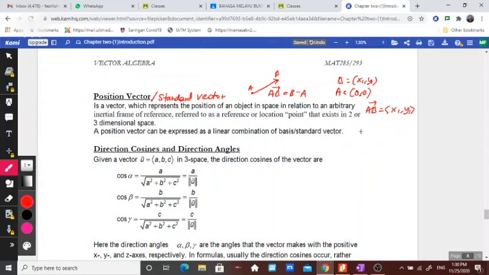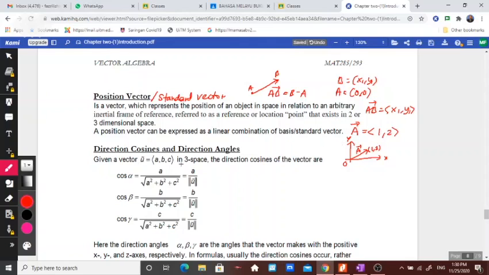Then we can write the vector with just one letter, let's say vector A equals (1, 2). So in a 2-dimensional space, vector A has the endpoint (1, 2). So this is the position vector.